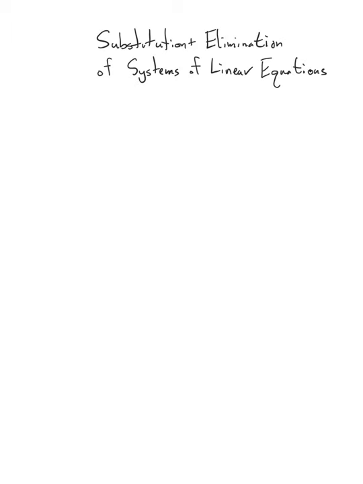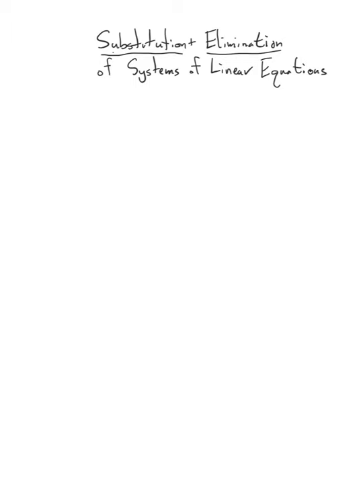Okay, so the last topic we're going to talk about for the course is the idea of, basically you can think of it as solving systems of linear equations. And there's two methods, substitution and elimination. So I need to tell you what these words mean, what a linear equation is. We all know what an equation is. What's a linear equation? And what is a system of linear equations?